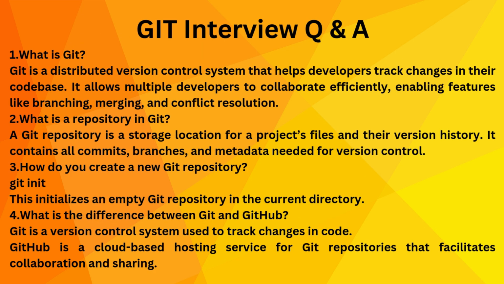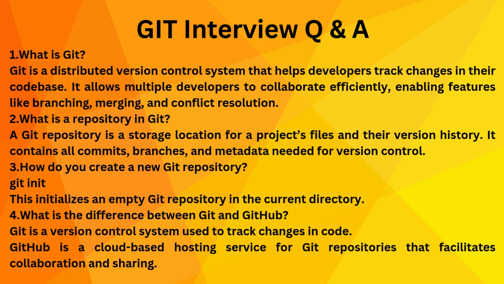What is Git? Git is a distributed version control system that helps developers track changes in their codebase. It allows multiple developers to collaborate on a project efficiently, enabling features like branching, merging, and conflict resolution.